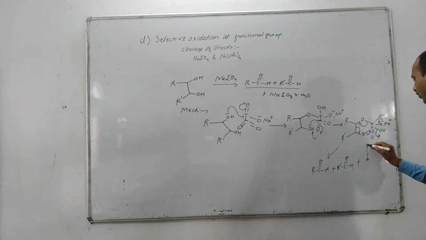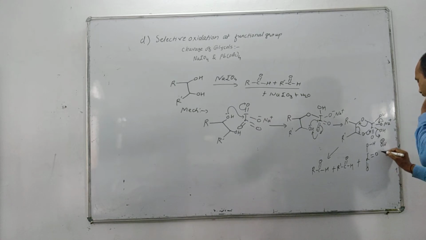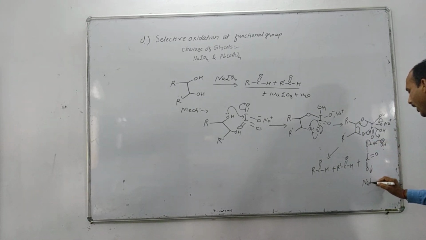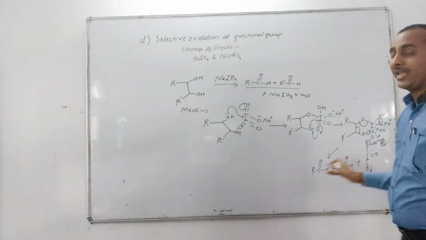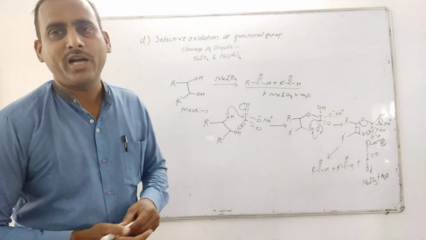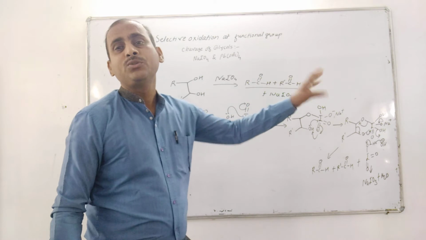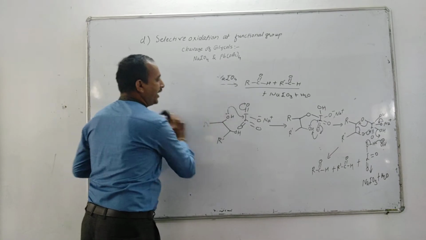So I O H double bond O. There is OH minus, and there is Na plus. So this OH minus takes the proton. There is O minus and this Na plus. It forms NaIO3 and H2O. So this is the mechanism. By using sodium periodate, the diol is converted to two carbonyl groups. So let's see more examples of this reaction.